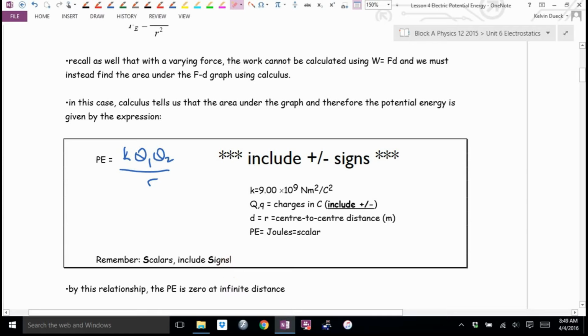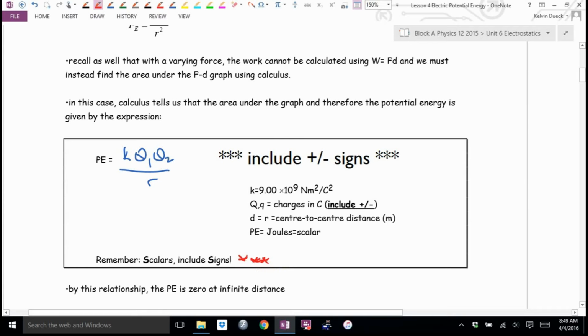Okay? I'll give you another way to remember this. Forces and fields, forget the signs. Scalars, signs. We're going to include the pluses and minuses. I haven't come up with a better way to remember that, but you need to remember that. So if you want to, you can put a little star next to there.